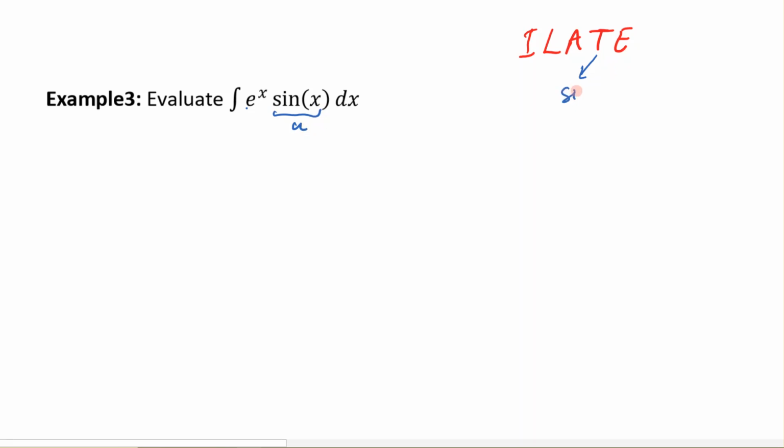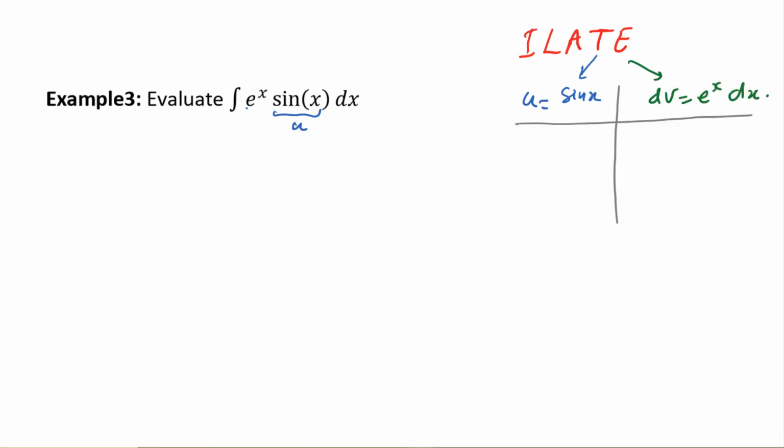So u is sine x and dv would be e^x dx. In reality, it doesn't matter which one you choose as u and which one you choose as dv here, because we know that trigonometric functions, if you differentiate, you're going to get cosine and then again sine. So it's cyclical, and here you're going to get e raised to power x no matter what. So you can choose either of them as u and dv. In this case, it wouldn't matter.